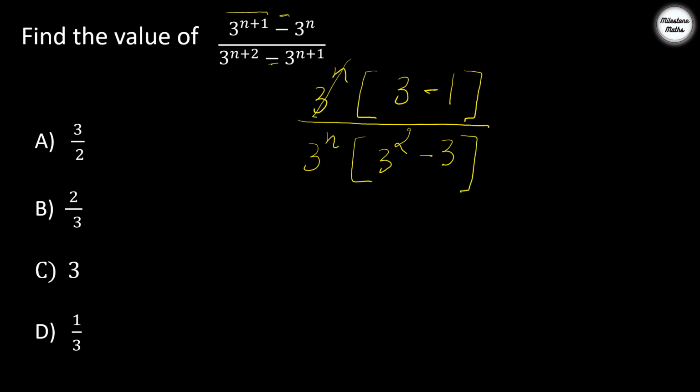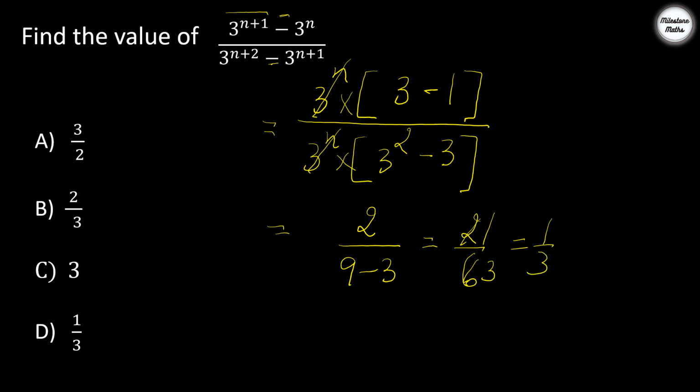Now you can cancel 3 raised to power n. This is in multiplication, right? So you can cancel it. We have cancelled 3 raised to power n from numerator and denominator both. Now you are left with 3 minus 1, that is 2, in the numerator, and 3 raised to power 2 in the denominator. 3 raised to power 2 means 3 into 3, that is 9, minus 3. So we get 2 by 6, and if you reduce 2 by 6, you get the answer 1 by 3. So D is the correct answer.